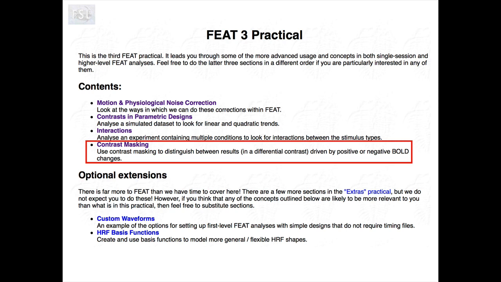The last section is about contrast masking. For this section, we're going to use data from the word generation and word shadowing task that we used in the first practical. In particular, now we are going to look at the differential contrast, number 4, shadowing greater than generation, because as it is, the contrast doesn't tell us whether the areas that are significant are because shadowing was more positive than generation, or because generation was more negative than shadowing. So this differential contrast doesn't tell us anything about the sign of the activation.